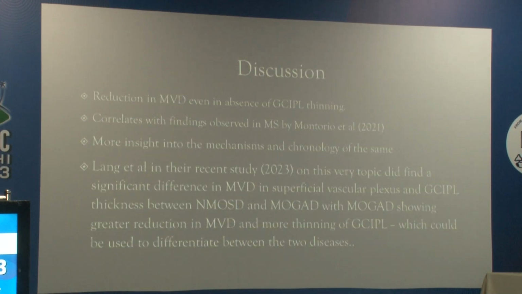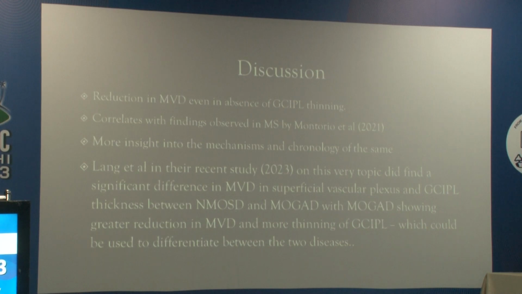So what do we take from this study? That there is reduction in the macular vascular density even in the absence of GCIPL thinning. And this correlates with what we have seen in multiple sclerosis as well. In a study conducted by Montorio et al., they have seen that multiple sclerosis causes progressive thinning of GCIPL with progressive reduction in macular vascular density without significant thinning in the retina. So more insight into these mechanisms and the chronology of the same is needed.